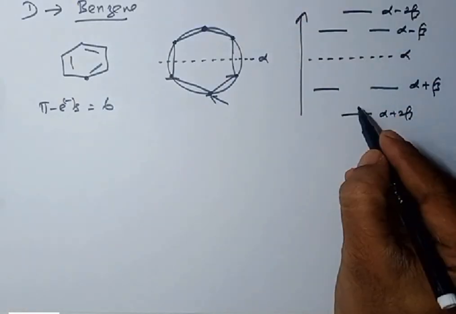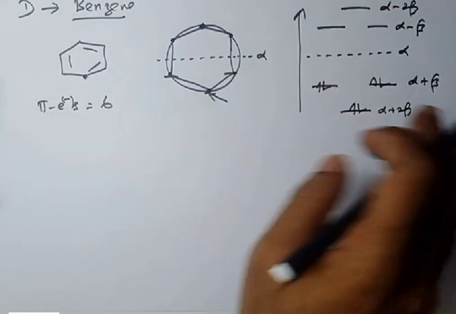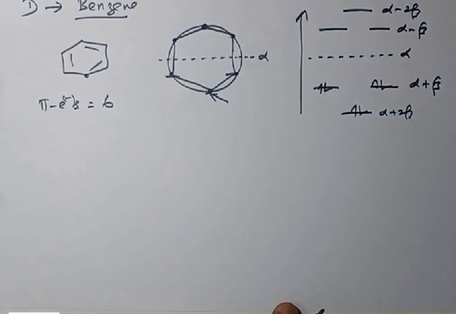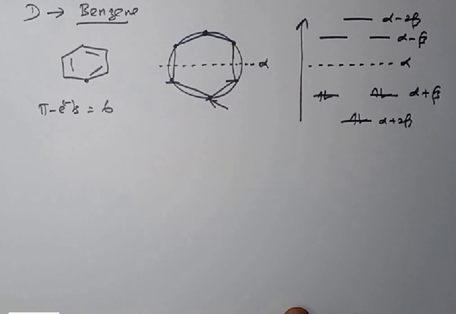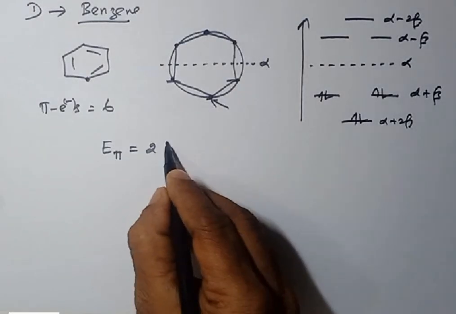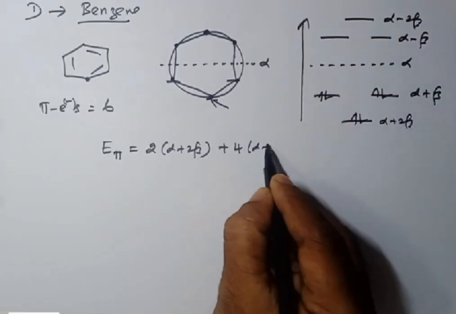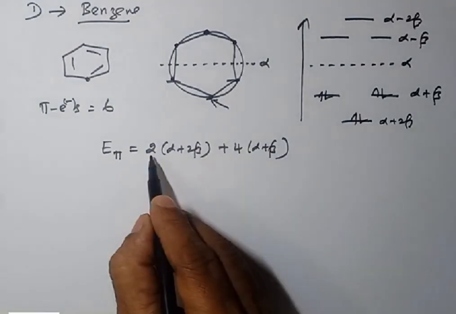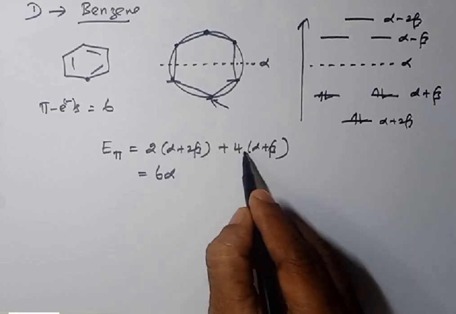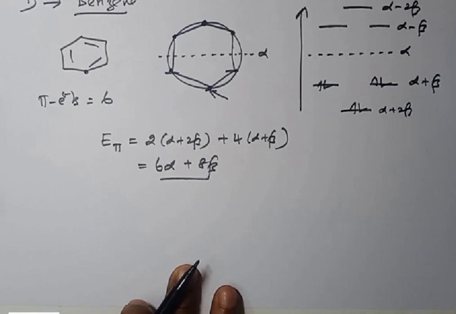6. So place the 6 electrons here: 2 here, 2 here, 2 here. All the bonding molecular orbitals are completely filled, so it should be aromatic. And what is the pi electronic energy? Pi electronic energy equals 2 electrons with energy alpha plus 2 beta, and 4 electrons with energy alpha plus beta. So we get 2 alpha plus 4 alpha, so 6 alpha, and 4 beta plus 4 beta, so 8 beta. This is the pi electronic energy of benzene.